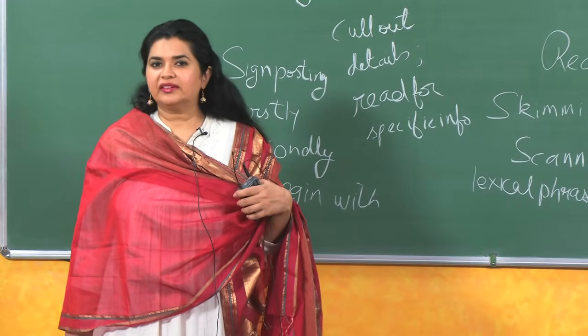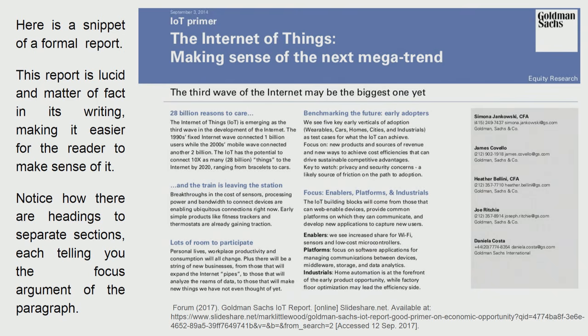Let's look at the first example here. The formal report. See how it is lucid. See how headings are used to separate sections. I am not going to read out the entire report for you, but look at the title: The Internet of Things, making sense of the next mega trend. I have given you the reference also at the bottom.